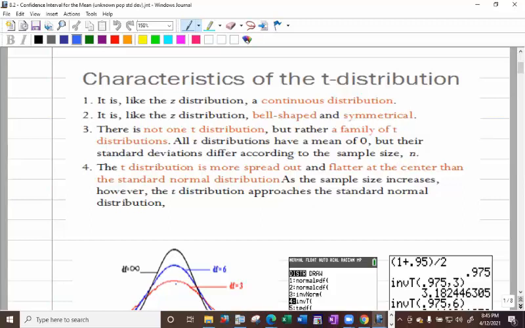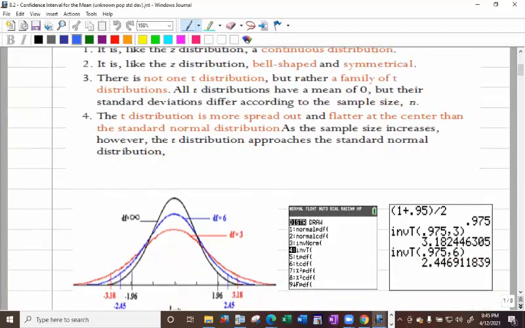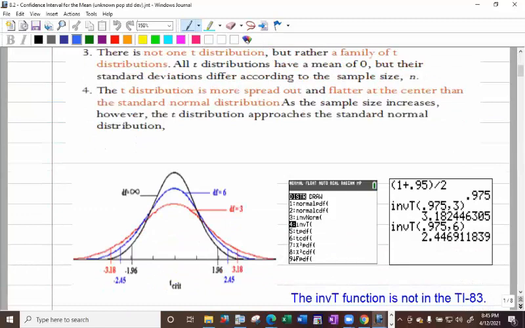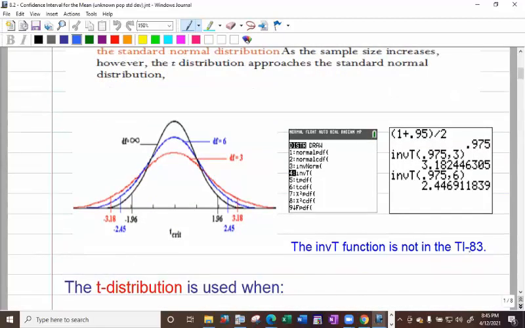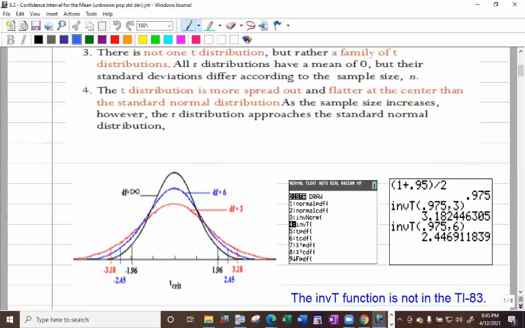And now you're not going to have to worry about getting into all this kind of stuff here. I don't think you're even going to need this inverse T function. I mentioned it's not even in the 83. You probably really aren't going to need it anyway, but if somebody wanted to use it, they could.